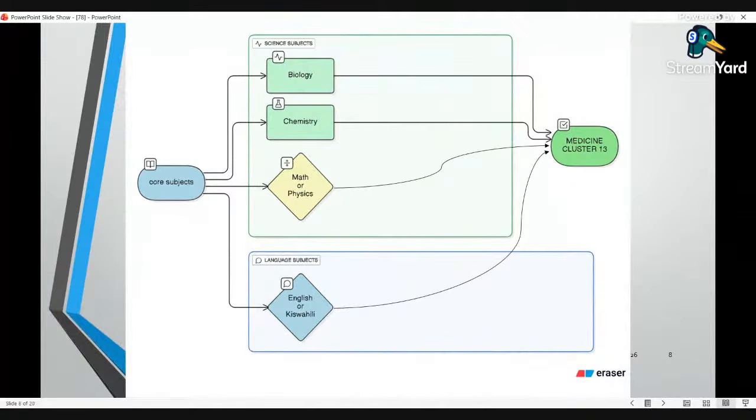For example, in medicine. So what are the core subjects in medicine? When calculating clusters in medicine, you require 4 subjects. And these 4 subjects are biology, chemistry, math or physics, so you choose the one which you performed better in, and also English or Kiswahili, choose one. And that's what makes the core subjects of cluster 13, which is medicine. And this is what will be used in calculation of cluster points. Let's move to the next cluster.